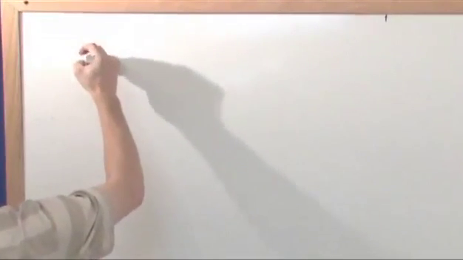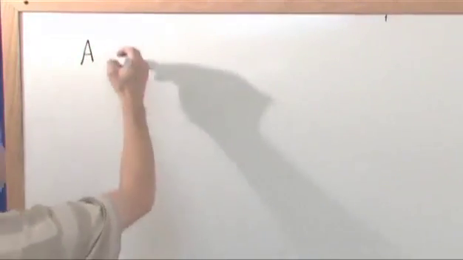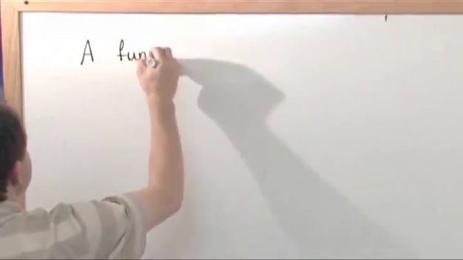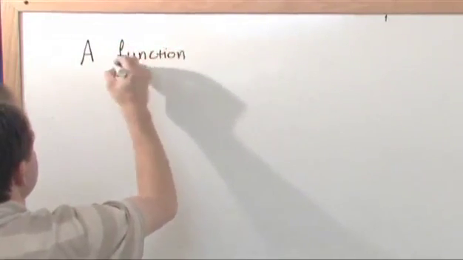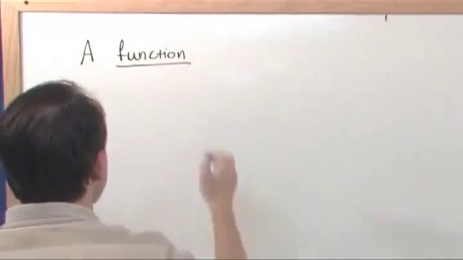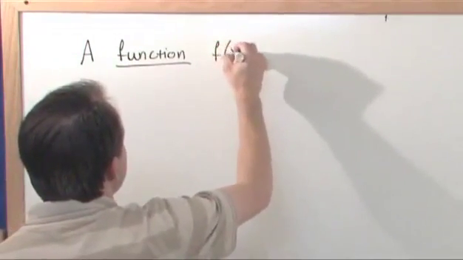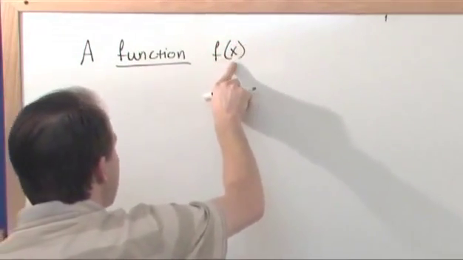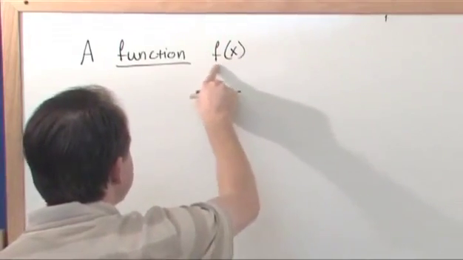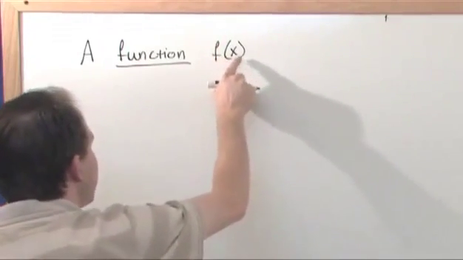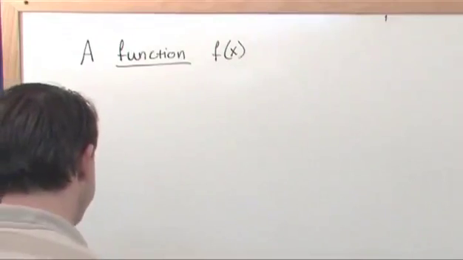I'm not going to write too many definitions in this class, but I'm going to do it here. A function, okay, a function, which is a term that you really need to know, and we're going to denote this function f of x. This is not f times x. Parentheses here does not mean multiplication. It's f of x, and I'll explain what that means in a minute.